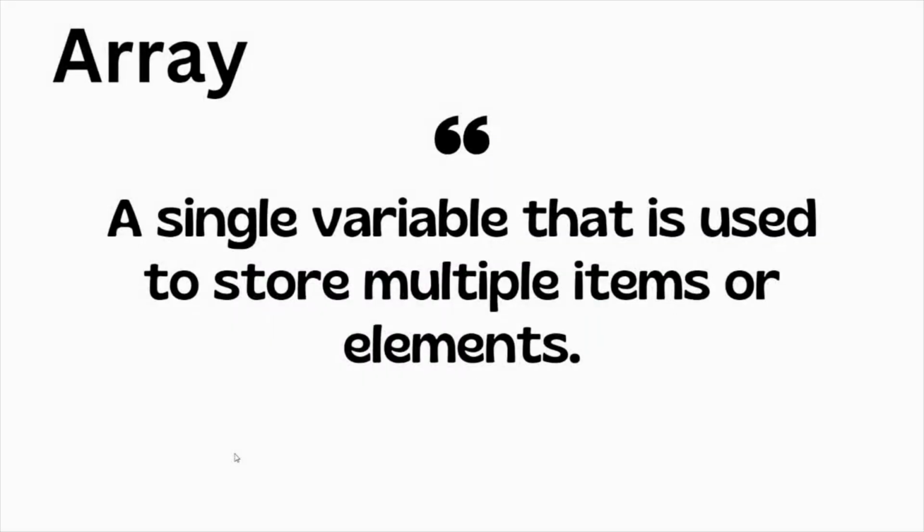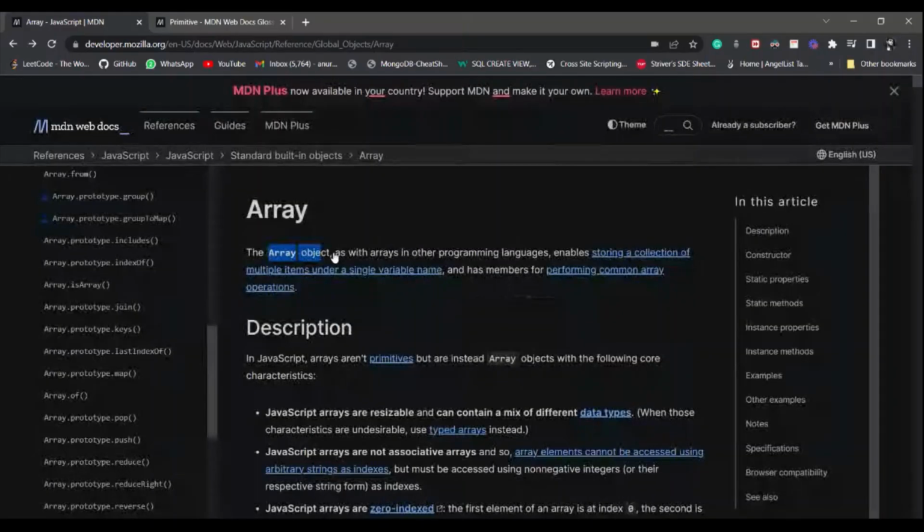Now we will start with a very simple one. What is actually an array? We all know there is a simple definition of this: a single variable that is used to store multiple items or elements. That's it, right? That is very simple. But now we are going to dive a little deeper inside arrays in JavaScript, and how this is different from other programming languages.